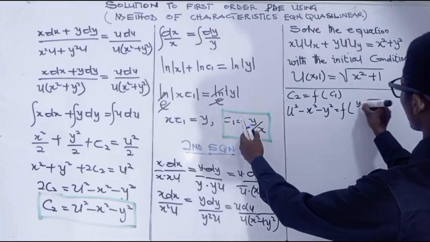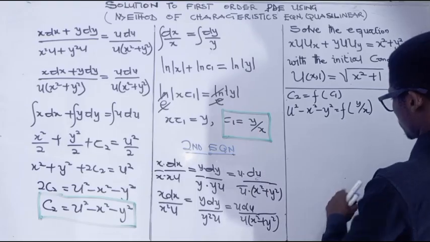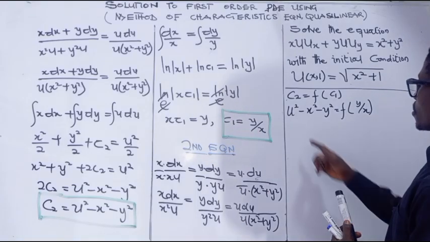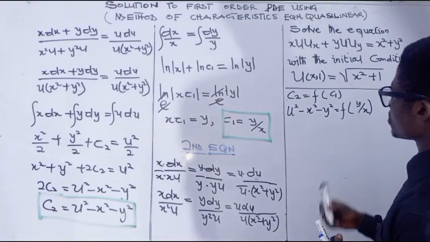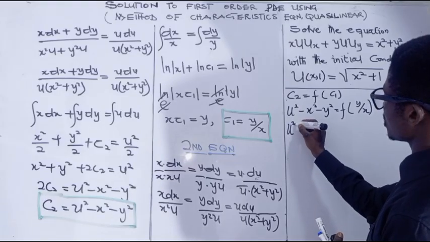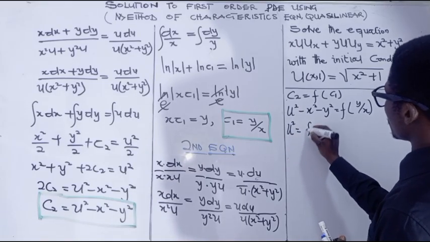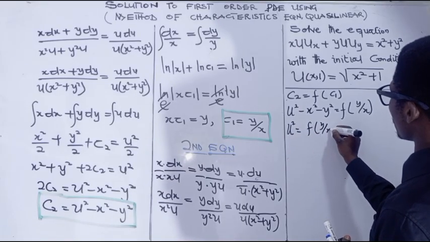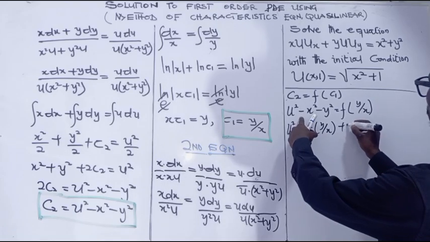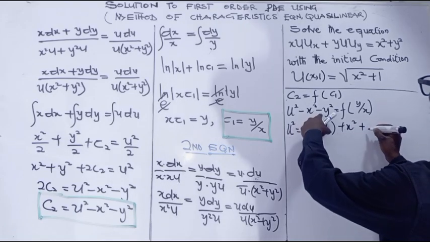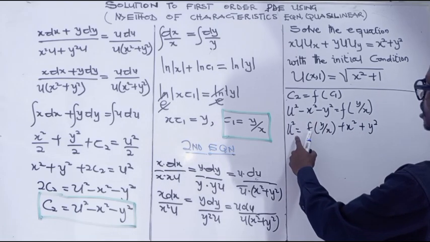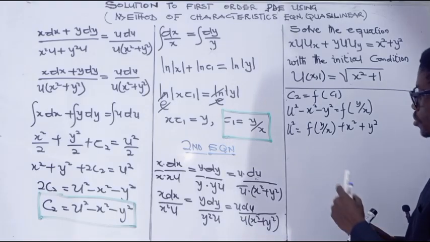That is y all over x. So from here, we want to make U the subject. So you can say that our U squared is equal to a function of y all over x, plus s squared, plus y squared. Let's make u the subject, not u squared.